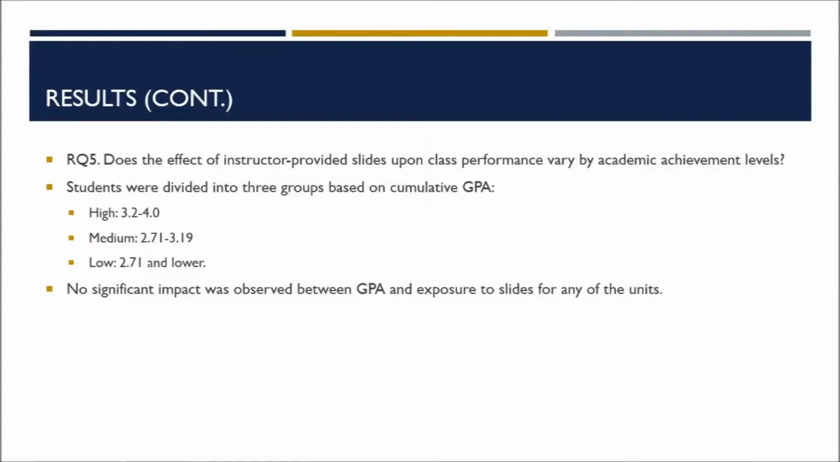Finally, research question 5. Does the effect of instructor-provided slides upon class performance vary by academic achievement levels? Students were divided into 3 groups based on their cumulative GPA. High, 3.2 to 4.0 GPA; medium, 2.71 to 3.19 GPA; and low, for all students below 2.71 GPA. The researchers found no significant impact was observed between GPA and exposure to slides for any of the units.